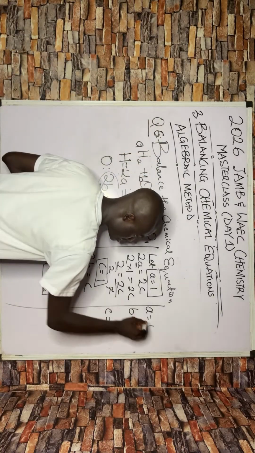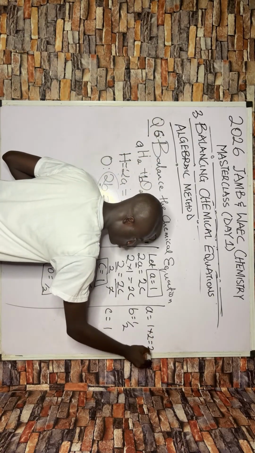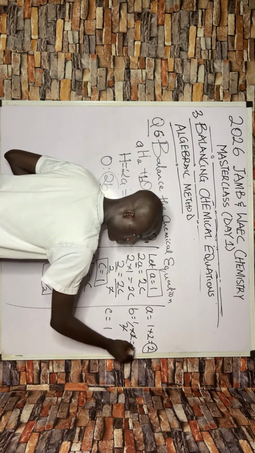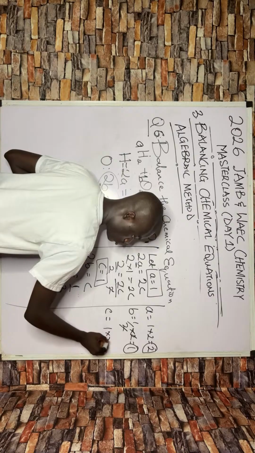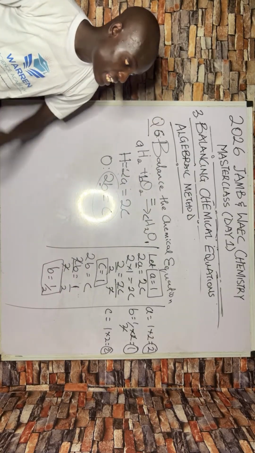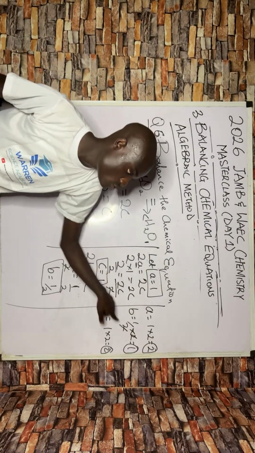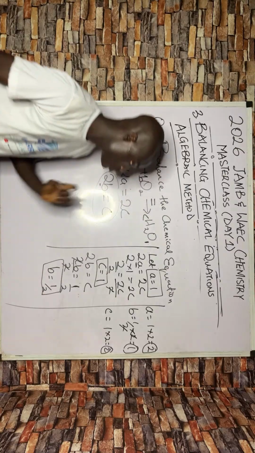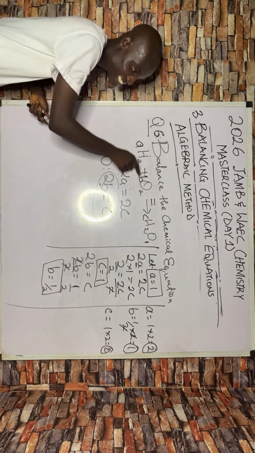So I'm going to say this is times 2, which will give us 2. I'm going to say this is times 2. 2 cancel 2 is 1, so this is 1. I'm going to say times 2, which will give us 2. So that now brings A to be 2, B to be 1, and then C to be 2. So from there, we can now come and replace this alphabet.